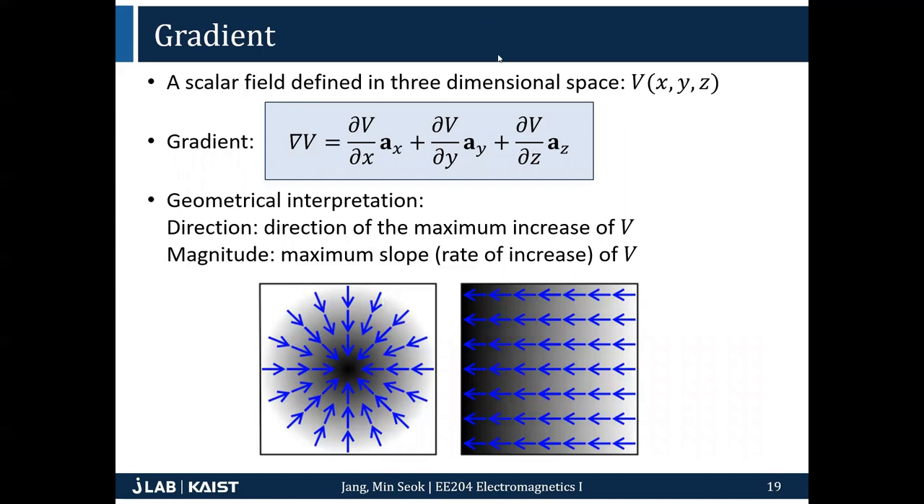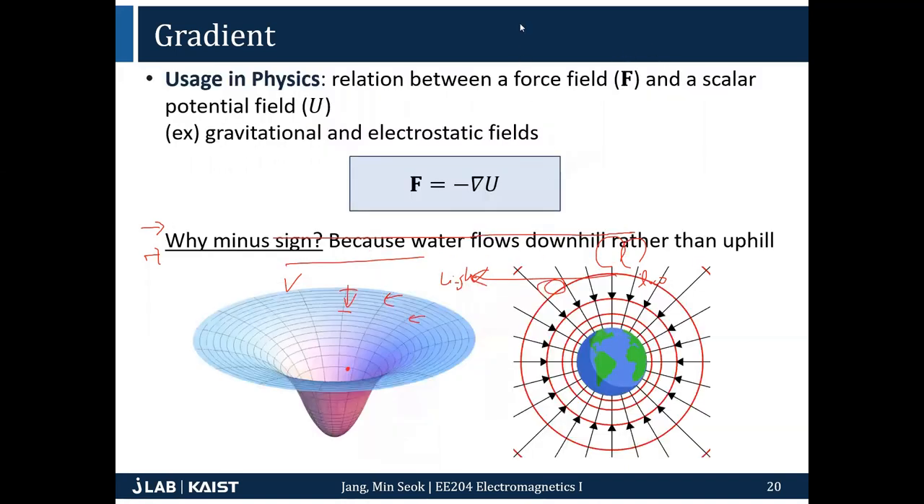The interpretation is that the direction is the direction of maximum increase of the scalar function V, and the magnitude is the maximum slope itself of V, okay? So these are two examples. If you have a mountain with a top at the center, then your gradient is supposed to have these arrows, right? Its direction is heading towards the direction of maximum increase of V, and the magnitude tells you about the maximum slope. And here, this is the low region, and this is the high region, and you have a slope in the X direction, and along the Y direction, you have no slope at all, right? So again, the gradient is about slope, okay?